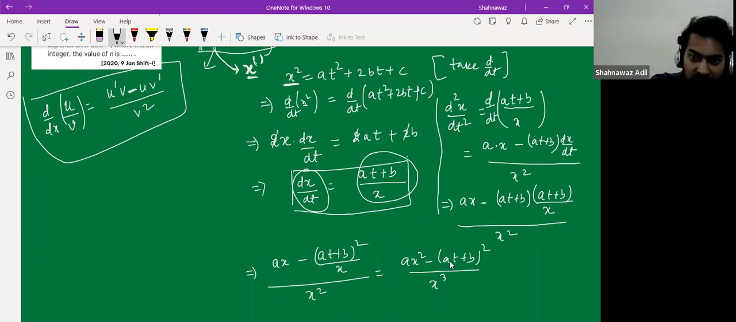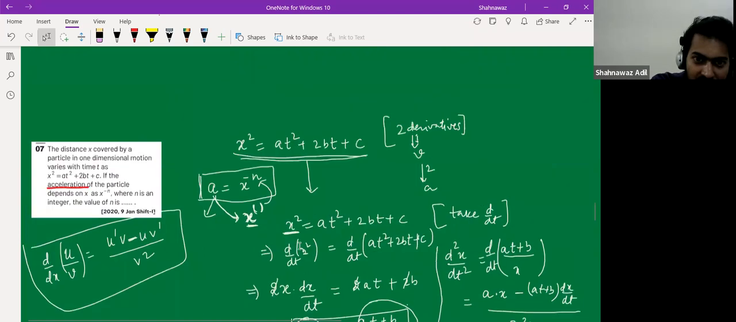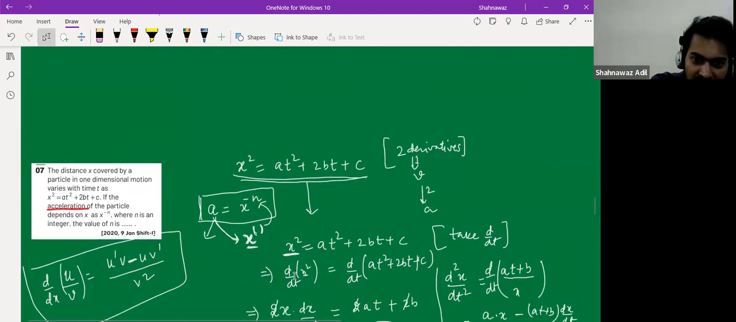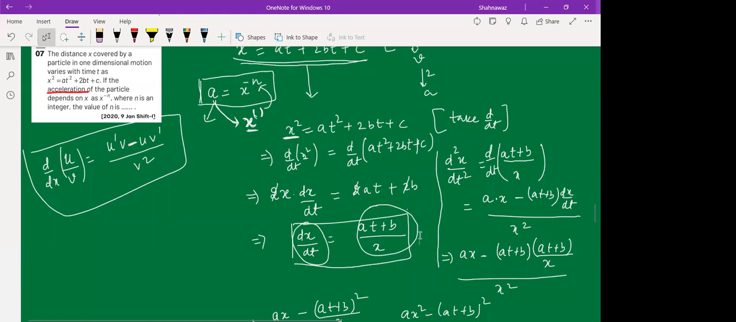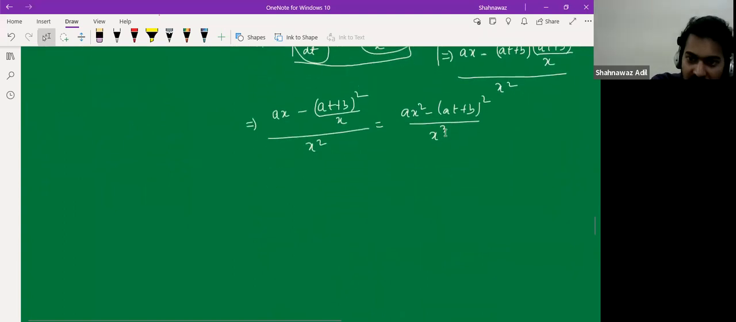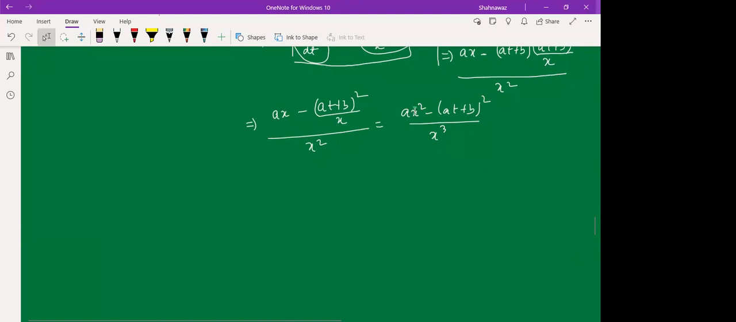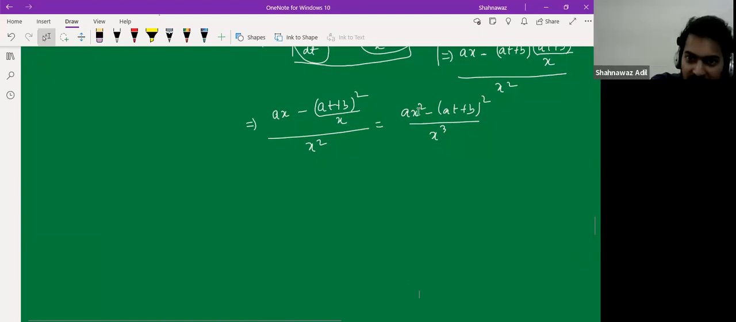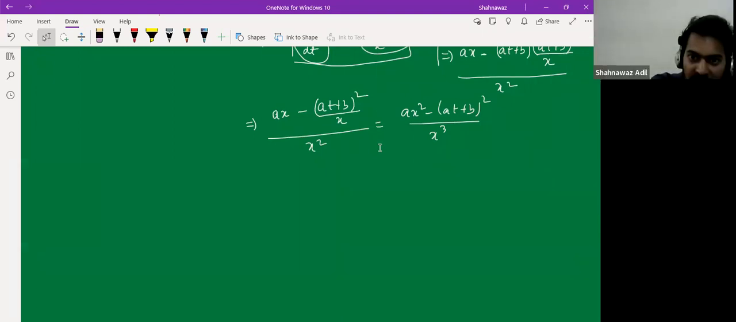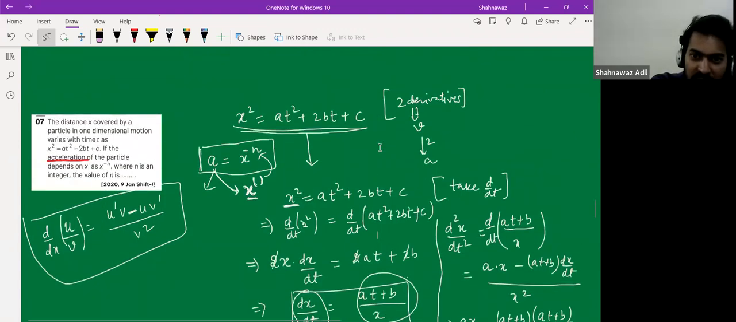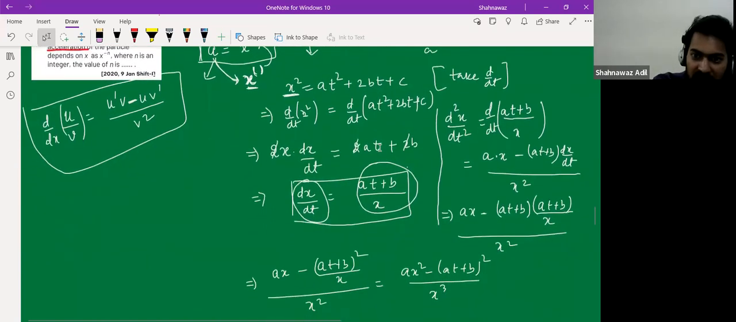Now what was our goal? Can you recall our goal? Our goal was to write the value of acceleration in such a way that it is some power of x, right? Yes, sir. But in here, this is some power of x, but this is some lengthy calculation, right? Yes, sir. So we will have to solve this x square here, okay? Understood my point? Yes, sir. And what was the value of x? It was at square plus 2bt plus c, right? Yes, sir.